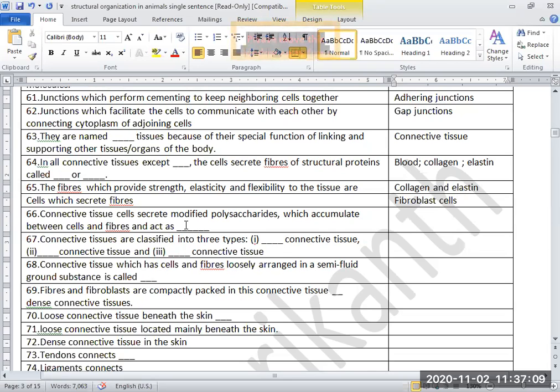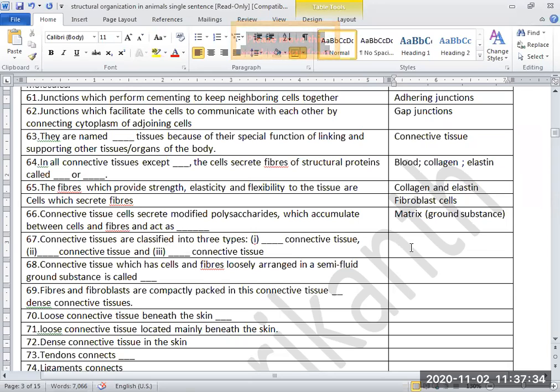Matrix, or ground substance. Here, just remember it as I am following through the NCERT text sentences. By the end of this questionnaire, we will complete the total NCERT textbook reading. That's why I request you to go with the NCERT textbook.